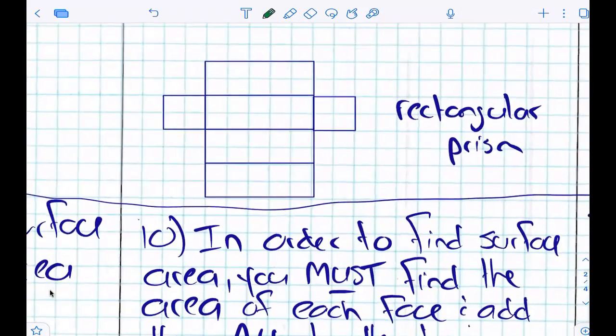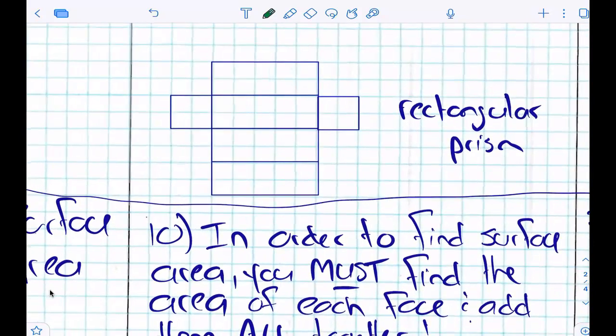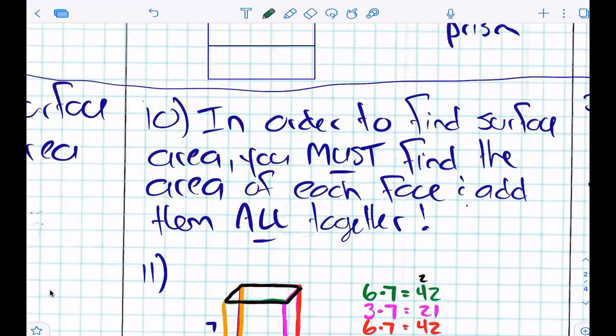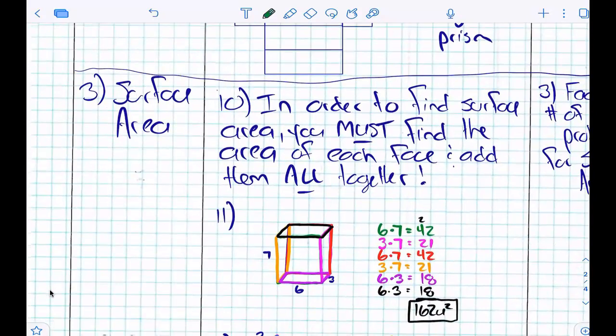Oh, that's a rectangular prism. We didn't even have that one, but it looks like it's 4 rectangles and 2 squares, right? Okay. All right, surface area. In order to find the surface area, you must find the area of every single what? And then you take the area of every single face and you add them together.